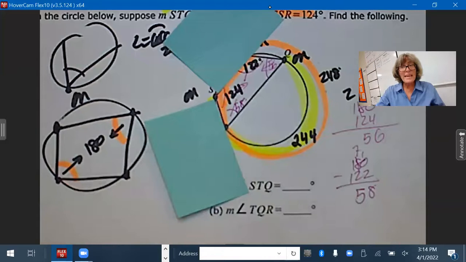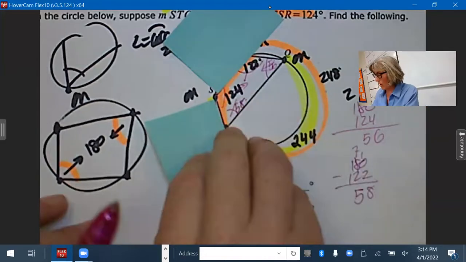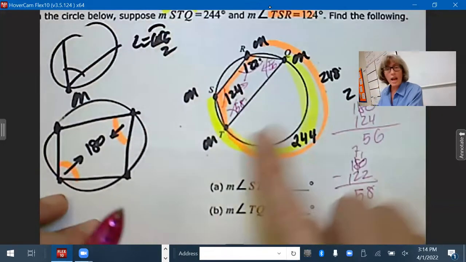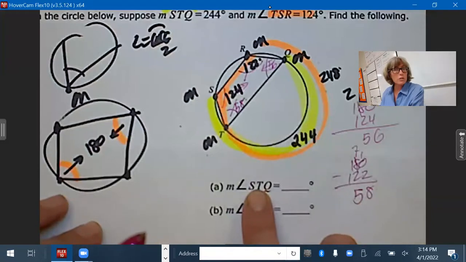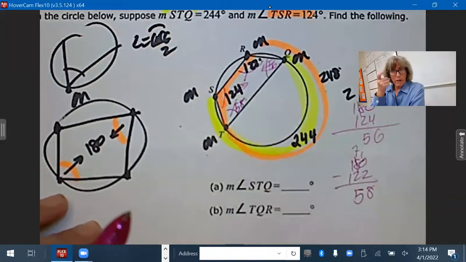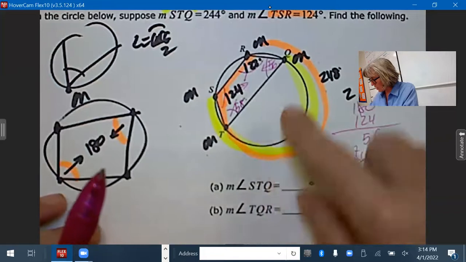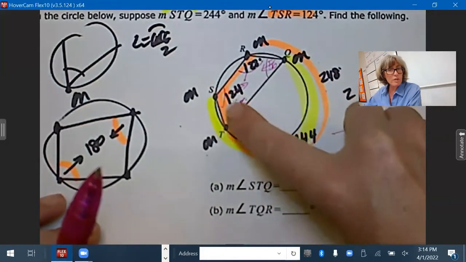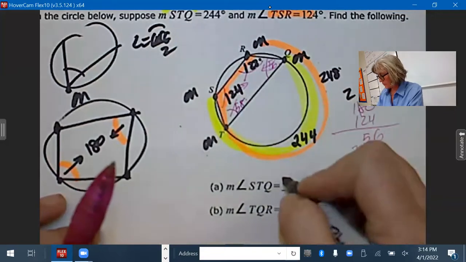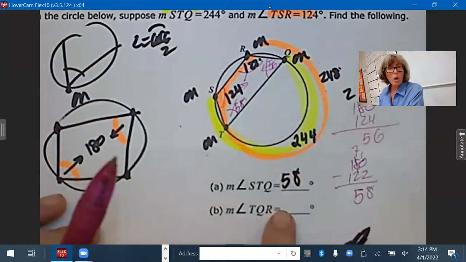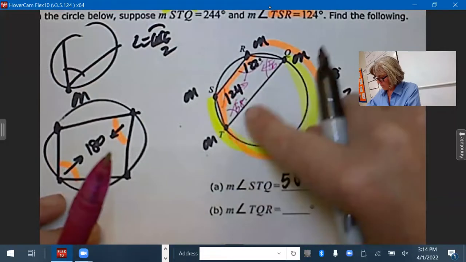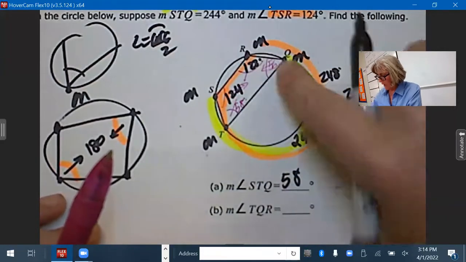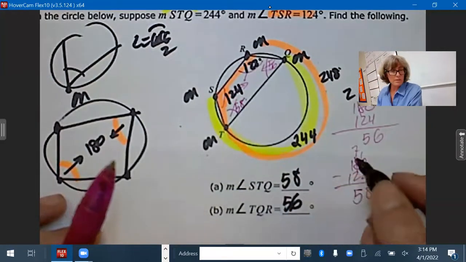All right. Now that you have found what you can in the diagram, you come down here and you just pick out the ones you need. So STQ, you already found it. It's right there. It's 58. TQR, you already found it. It is 56.